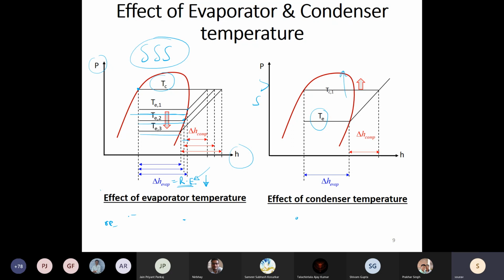That's why your domestic refrigerators have very poor capacities, because they have to maintain an evaporator temperature of -25, -30, so that your ice cream remains at -18 or -20. It doesn't melt. So for such low evaporator temperatures, you will have very small refrigeration effect.